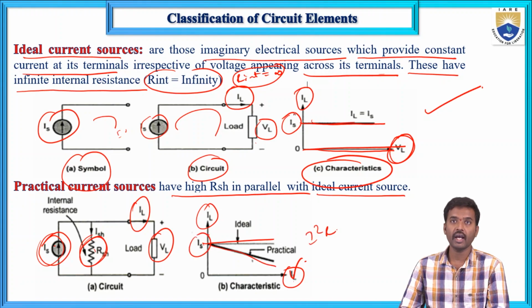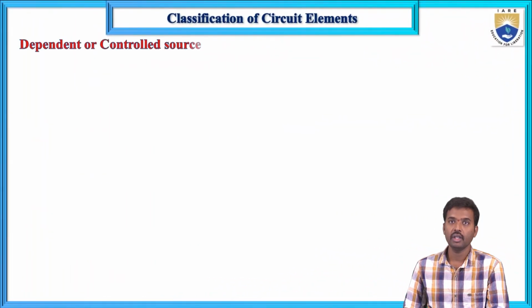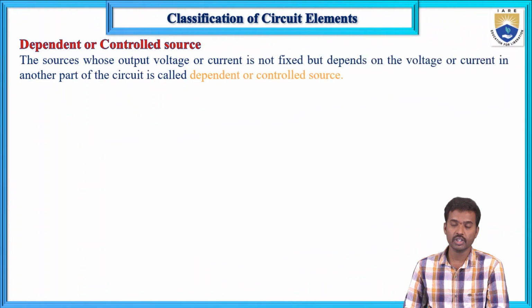Now these are active elements and passive elements. So now here, dependent sources. Dependent sources means the output value is not fixed.